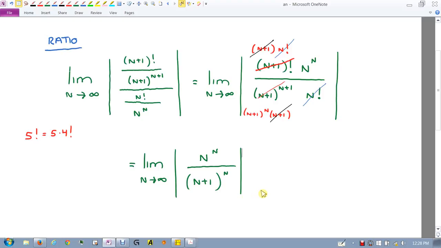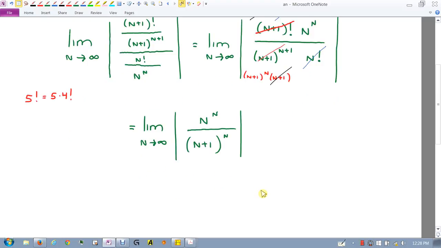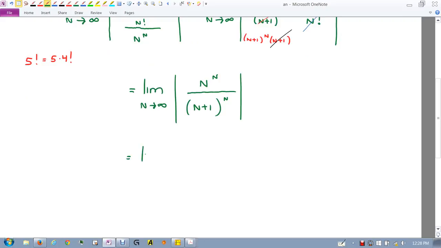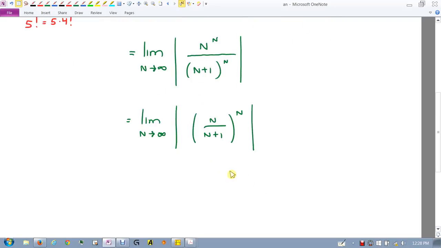Y'all still with me on that? And since these are both raised to the n, can I put them together in a fraction? n over n plus 1 to the n. Let n go to infinity. What does the inside do? Okay, so you would need L'Hopital on that, wouldn't you? And that would go to 1, wouldn't it? So the base wants to become 1, and what does the top want to become? Infinity. That's an indeterminate form.